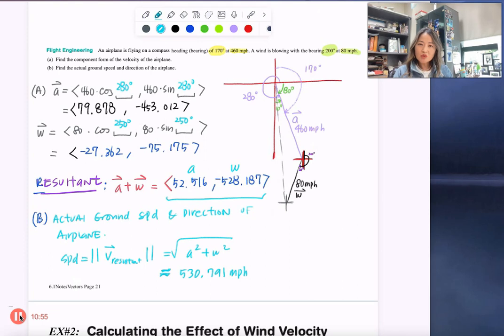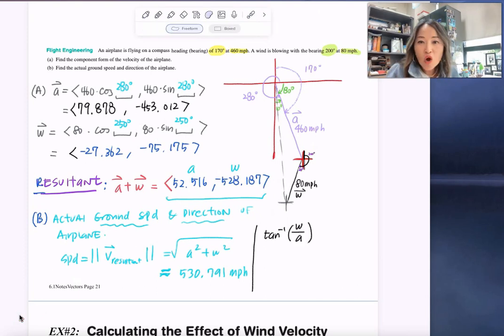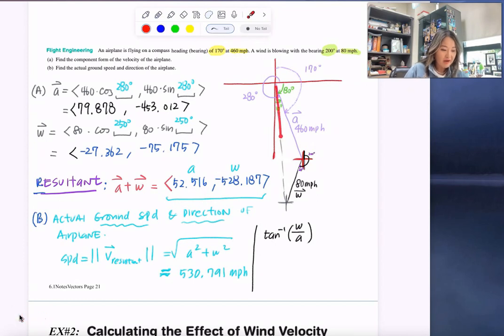Okay, so think about this question. Did the airplane get faster or did it get slower? Okay, though now you should see that. Okay, now we found the speed, right? Now let's find the direction of the airplane. Direction of the airplane is actually easy too, because all we have to do is tangent inverse of the W. We found the magnitude or the speed of the ground speed of the airplane, right? Because the airplane's here now, because it's been moved by the wind. Now what we need to do is find the direction. The direction is tangent inverse of the vertical component over the horizontal component. And here's what we get.